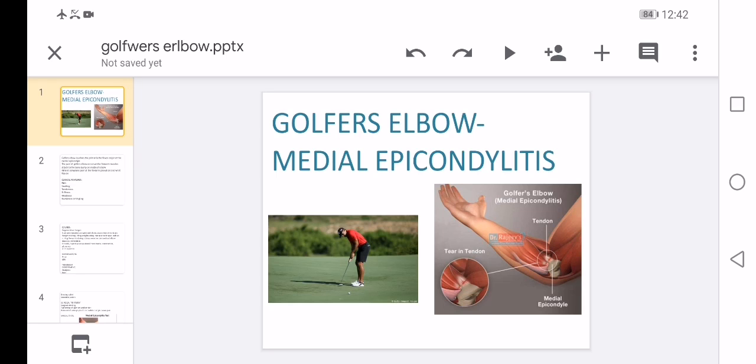This is the condition of your golfer's elbow or medial epicondylitis. I hope this is very important from the exam point of view. How can you write the assessment and its management in the exam?